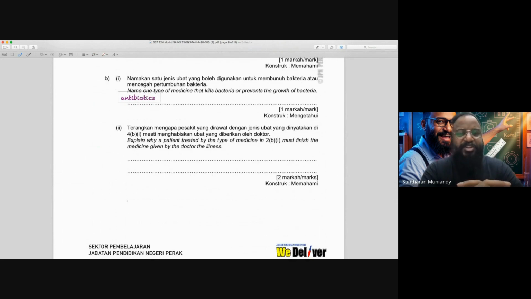Explain why a patient treated by the type of medicine in 2B1 must finish the medicine given by the doctor. So this is a very important question. See, always check the marks awarded for your question. This is 2 marks awarded here. Explain why the patient treated by a type of medicine in 2B1 must finish the medicine given by the doctor. Never mind, we understand the question.